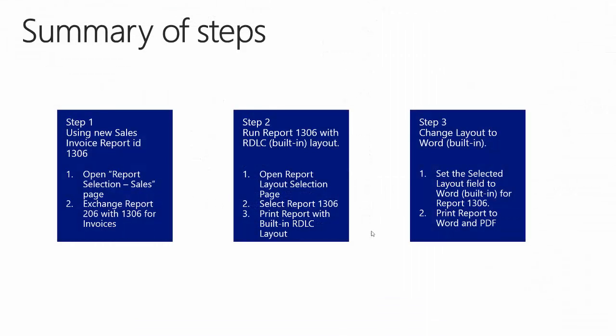So to summarize, in step number 1, we changed invoice and report selection to point to the new Sales Invoice Report 1306, which contained both the RDLC layout and the Word layout. I did this to illustrate that no report in report selections has Word layout by default. In step number 2, we then printed the default RDLC layout for the new Sales Invoice Report 1306. And in step number 3, we then changed the Sales Invoice Report 1306 to print using the Word layout, and we then printed to both Word and PDF.